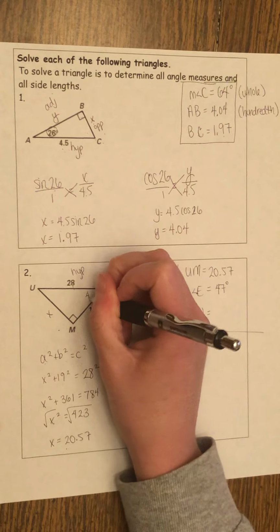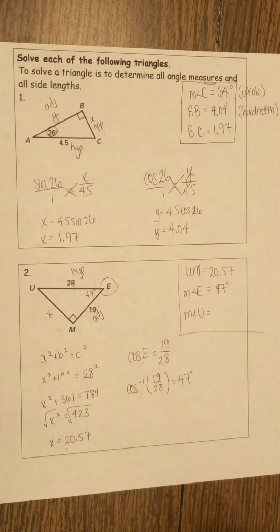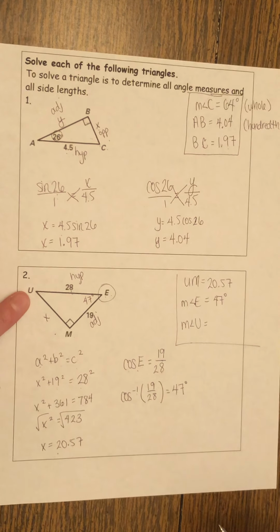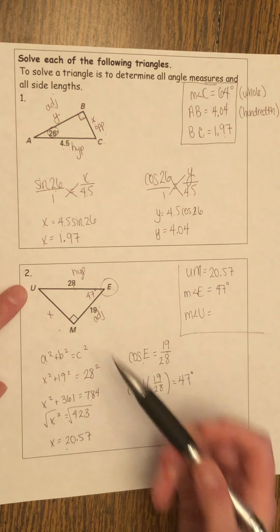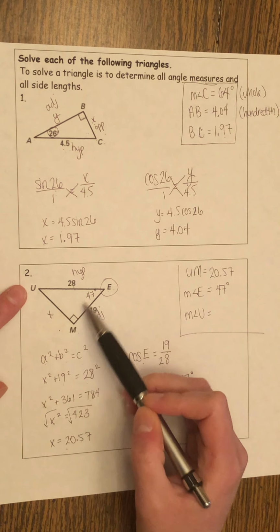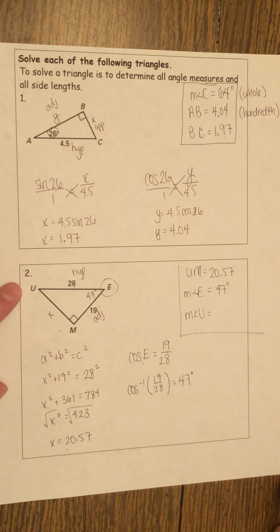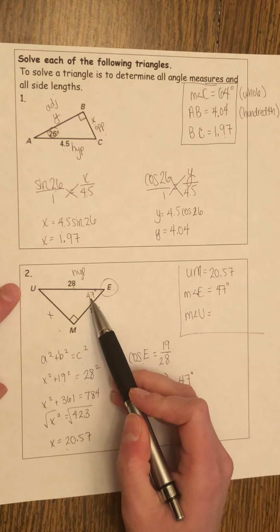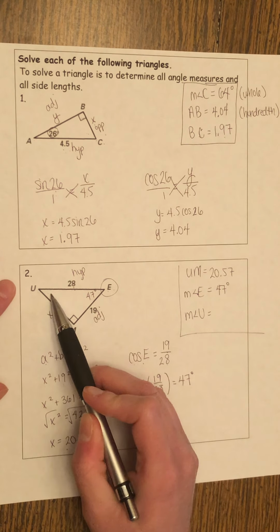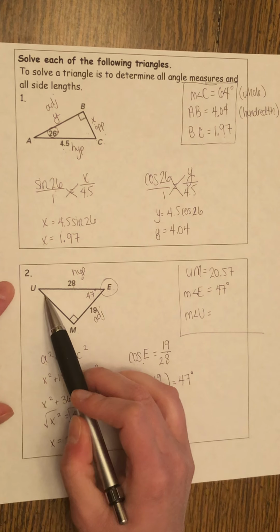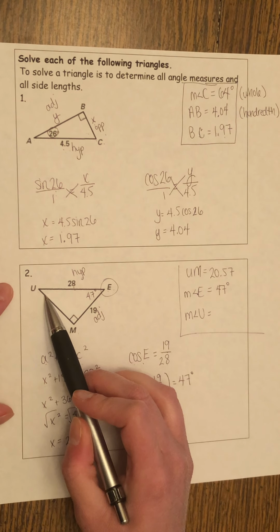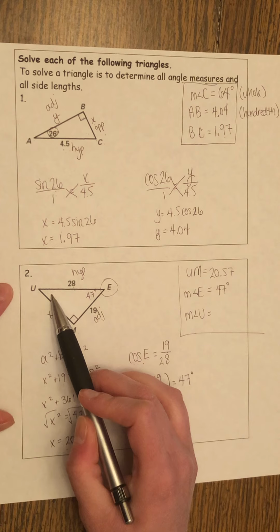Now, we need to figure out the measure of angle U. So I do want to make sure that all three of these angles are going to add up to 180, so that a triangle's angles all add to 180. So I know that this isn't exactly 47, but I am just going to use triangle sum theorem in order to find this missing angle measure.